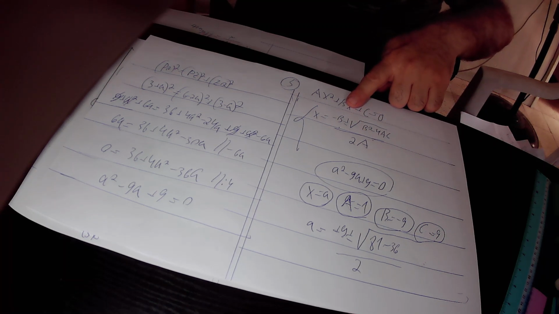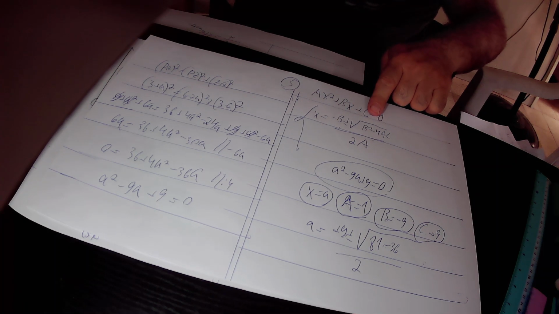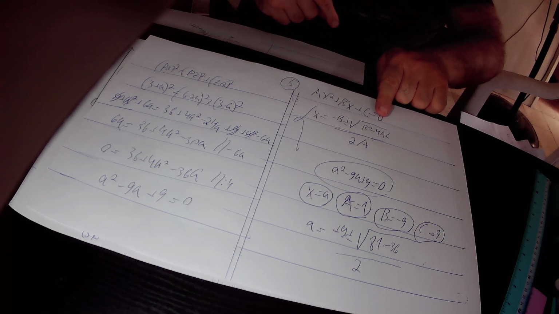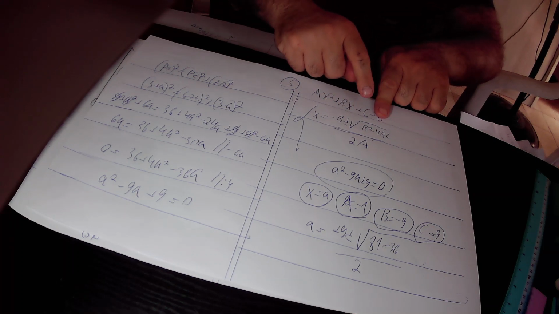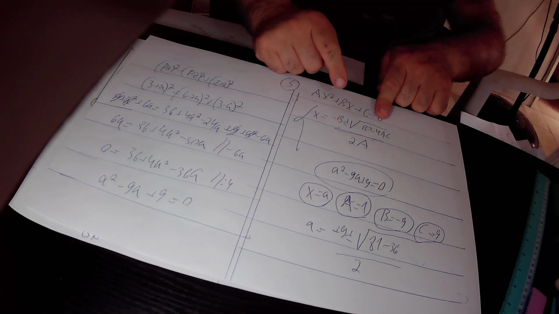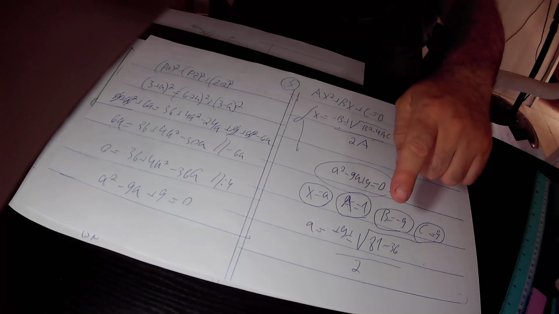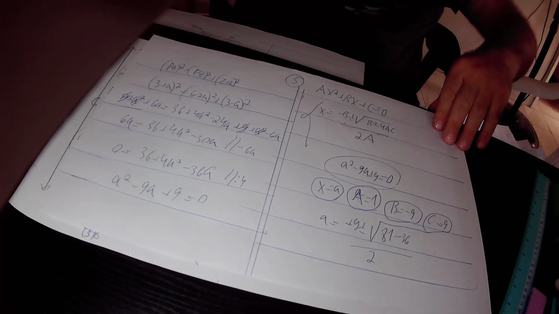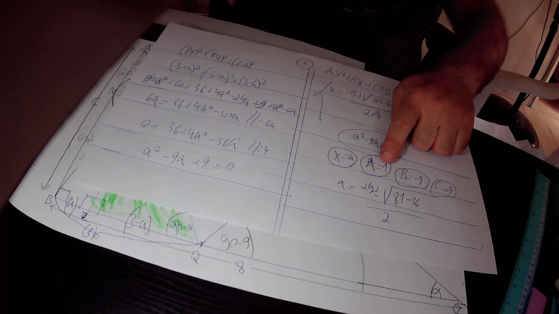So A equals minus b. b is minus 9, therefore minus b is plus 9, plus or minus the square root of b squared. b is minus 9, therefore b squared is 81. Minus 4 times a, which is 1, so minus 4 times 1 is minus 4, times c, that is 9. Minus 4 times 9 is minus 36. So inside the root, we have 81 minus 36, over 2a. a is 1, so 2a is 2 times 1, that is 2. So here we found that A equals 9 plus or minus the square root of 81 minus 36, over 2.